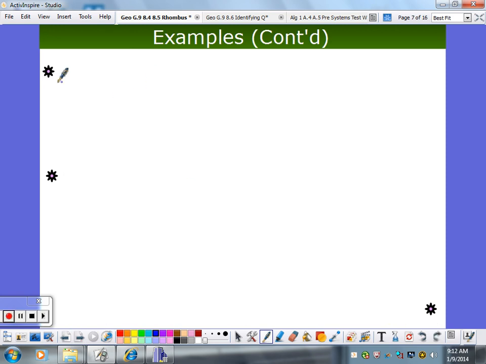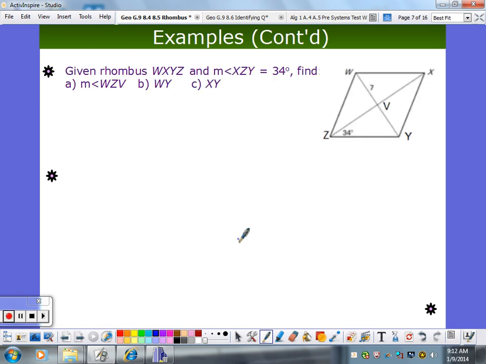What else? Okay, so I've got a rhombus. Right away, when I see a rhombus, I've got to do this. It helps me find different things. Measure of angle XZY, that's this thing right here, is 34 degrees. Find WZV, that's this one. Gee, what's that going to be?